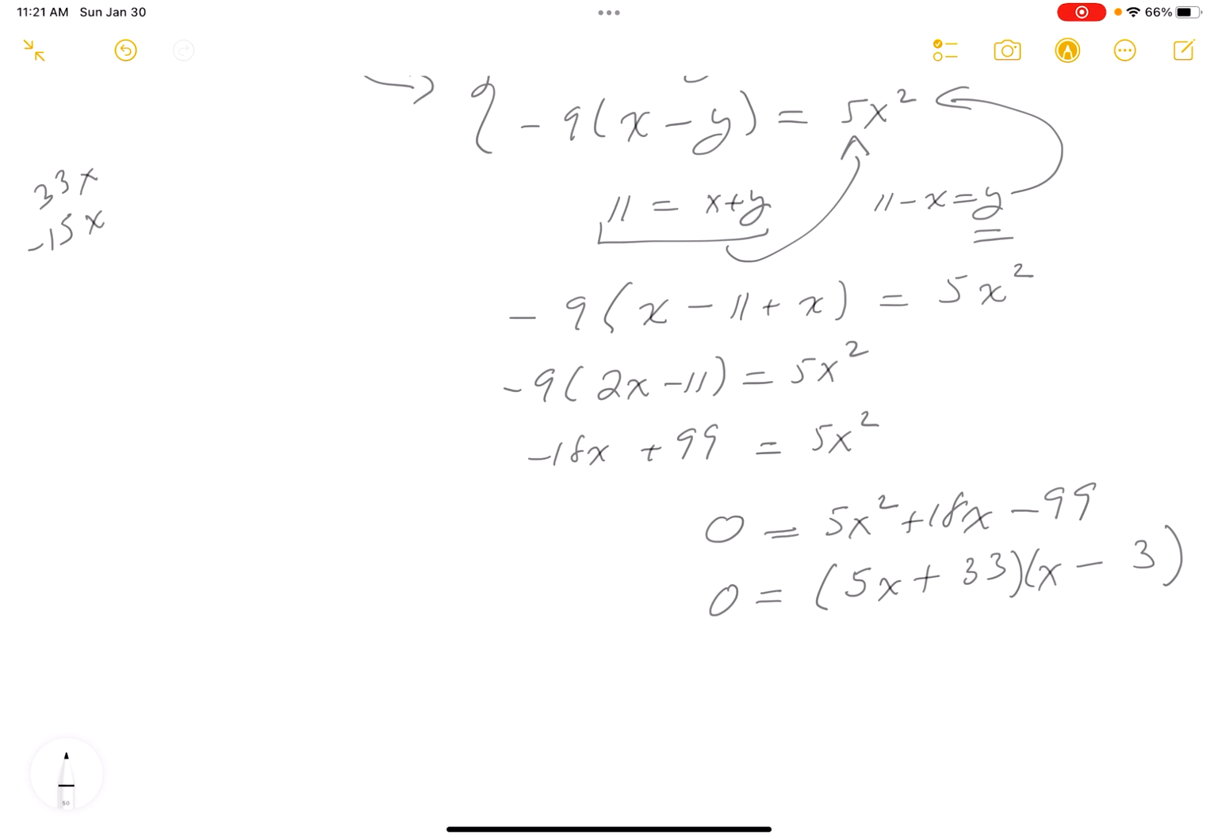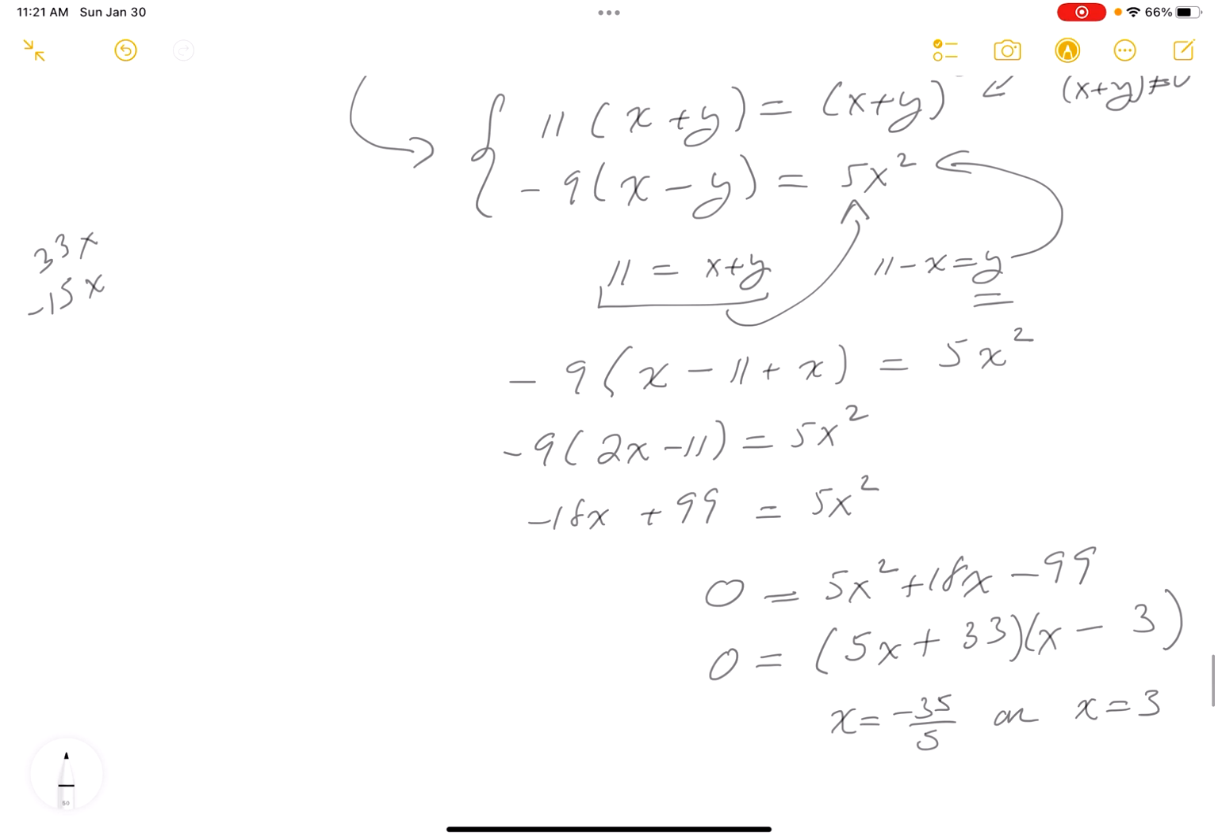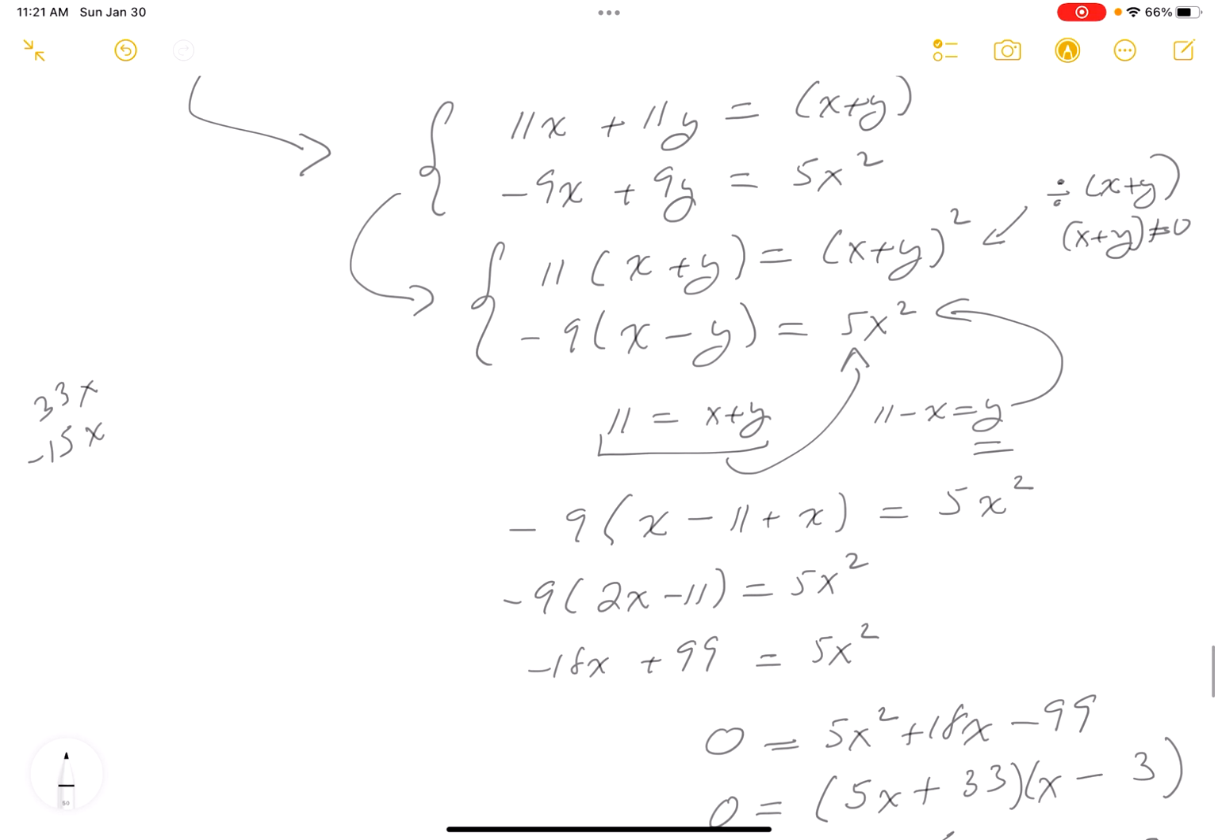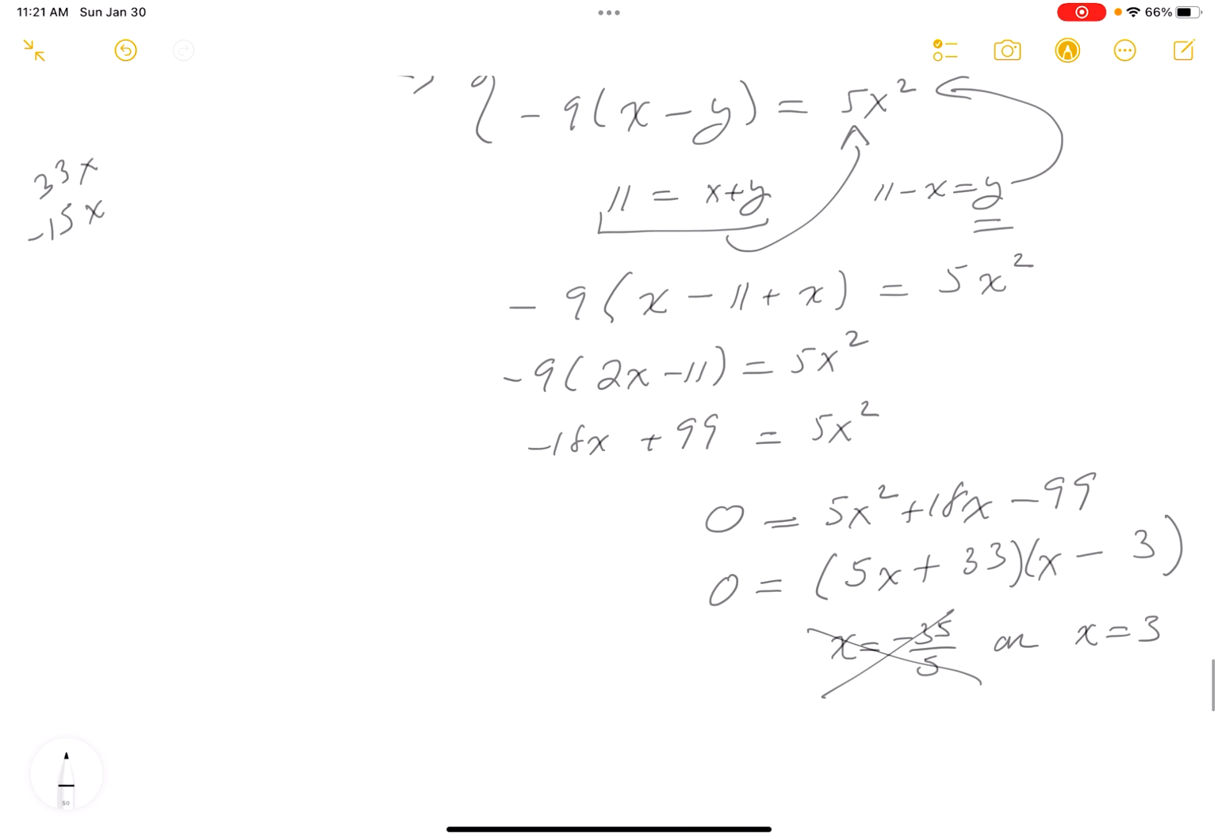So I have two solutions, by the way. What is my solution going to be? X equals minus 33 fifths, or x is equal to 3. But let me just go back and assure you that this could not be an answer because they're digits. The only digit I could get is 3. So I think I know what y is. So if x is 3, what's y going to be equal to? Well, again, I'm using this over here. It would be 11 minus 3, which would be 8.